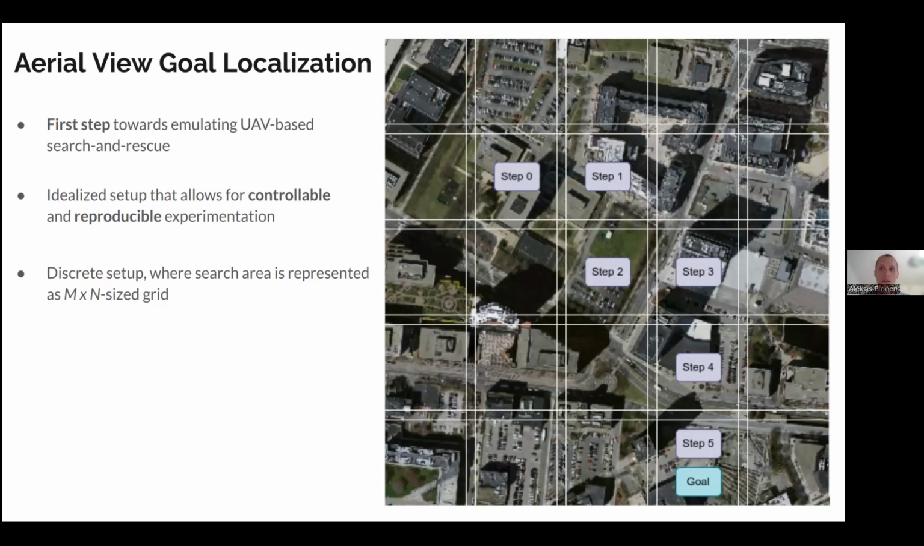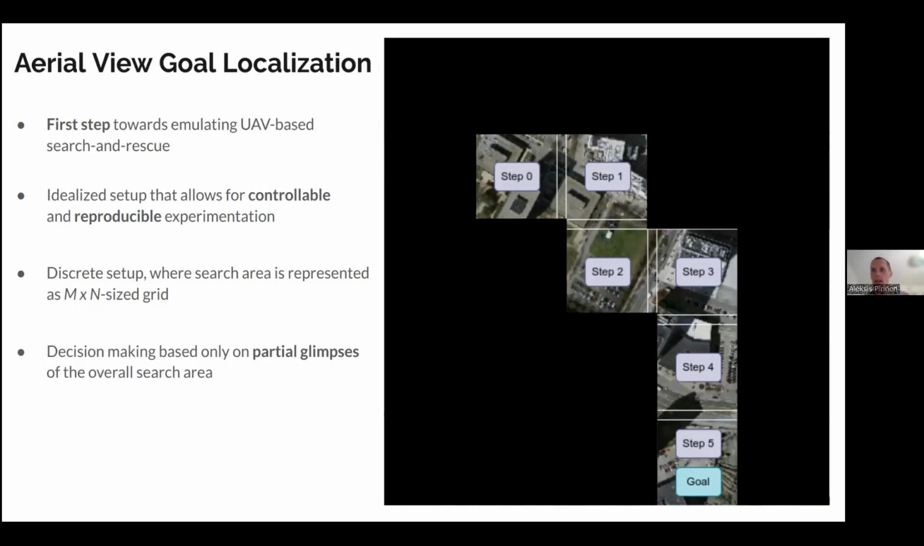Specifically then, we're considering a discrete setup where you take this search area and you discretize it into an m times n grid of non-overlapping grid cells that you can move between. You assume that you have an agent that sequentially moves around the area, and it only sees partial glimpses of the area as it moves along. The objective then, or the task, is to localize a patch within a limited movement budget, T, which is significantly smaller than the overall search area, so that we avoid trivial solutions like exhaustive search.